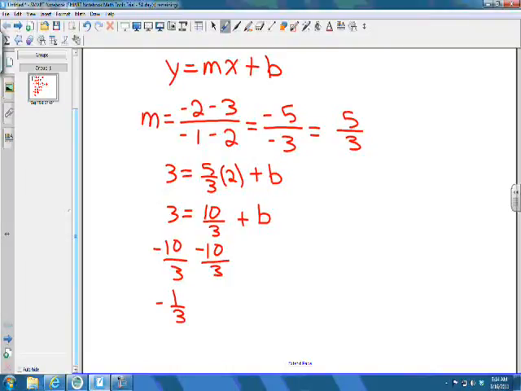Anybody gonna argue? No. I think that's right, but it doesn't matter. So then we plug that back in. Y equals 5/3 x minus 1/3. It didn't matter for this specific example. After this, it matters again.